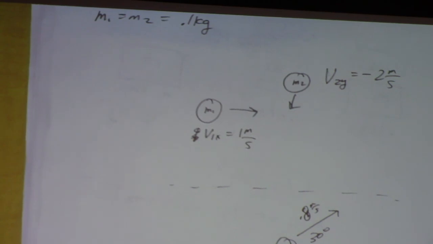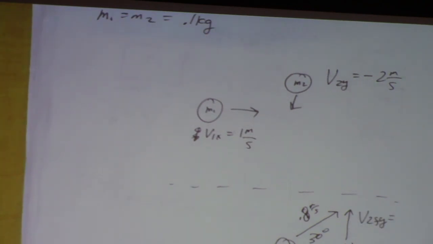So this is 0.8 meters per second at 30 degrees. Let's figure out V2 final in the x direction, and then V2 final in the y direction. Let me just read it one more time, just to make sure before we get into a lot of work. After the collision, mass 2 travels 30 degrees above. Okay, so this is the correct way that it's going.